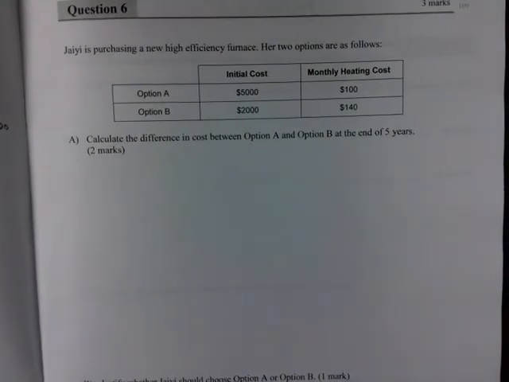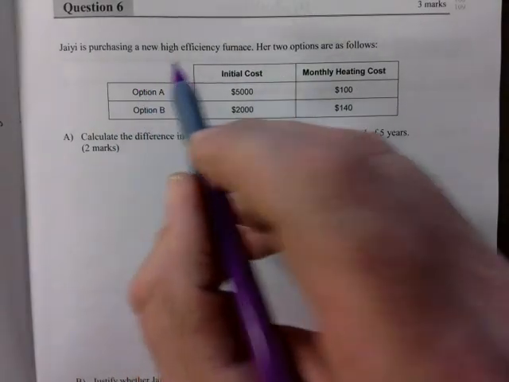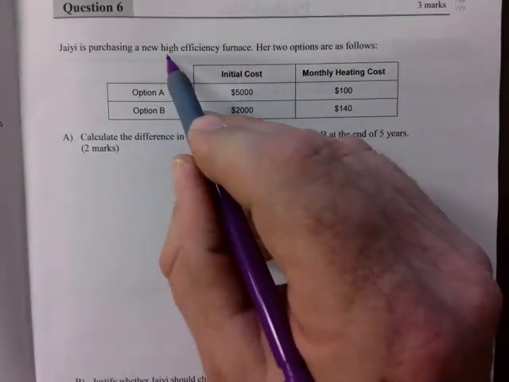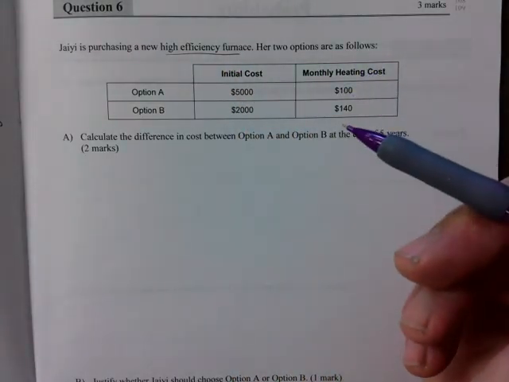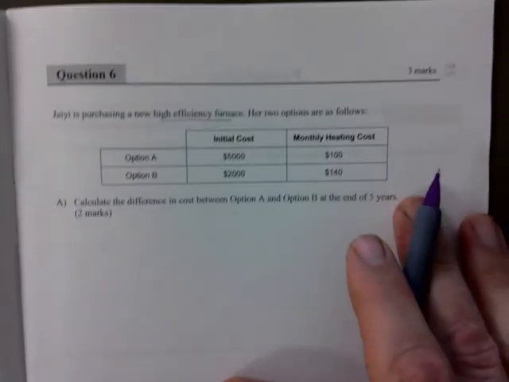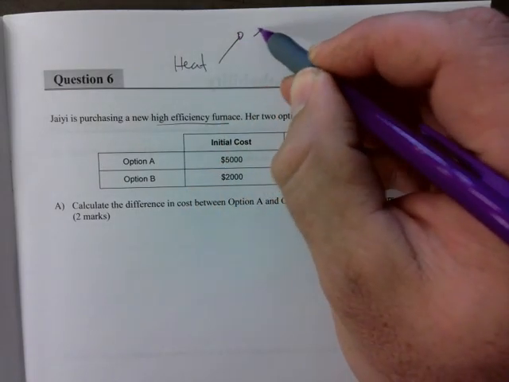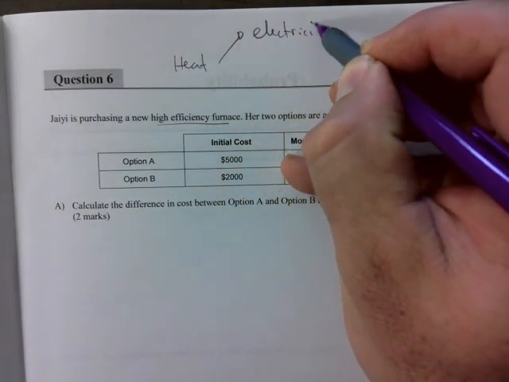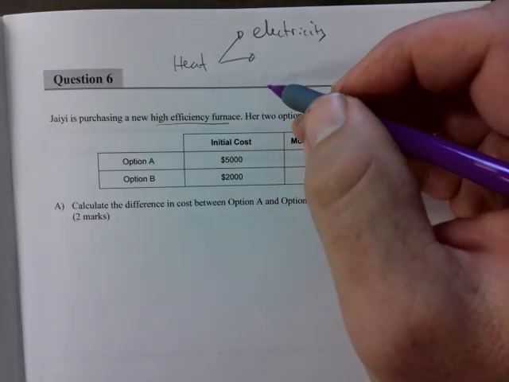Question 6. JI is purchasing a new high efficiency furnace. The two options are as follows. Can I just talk about furnace heating? When it comes to heating in Manitoba, there's electricity. There's, what's the other one? Gas, yeah.